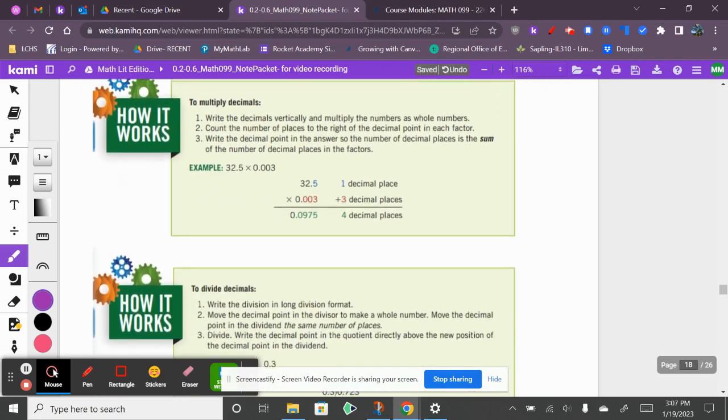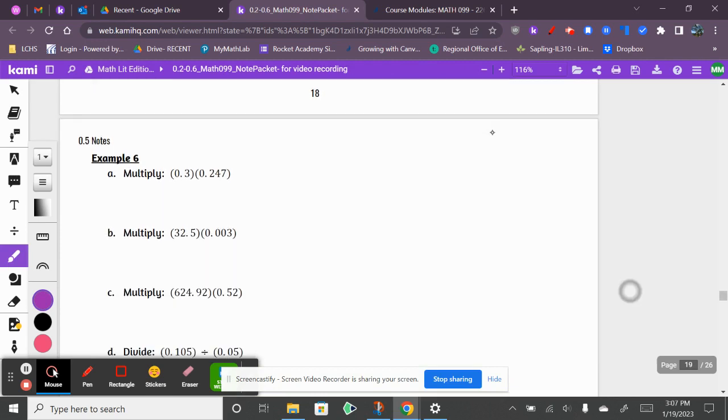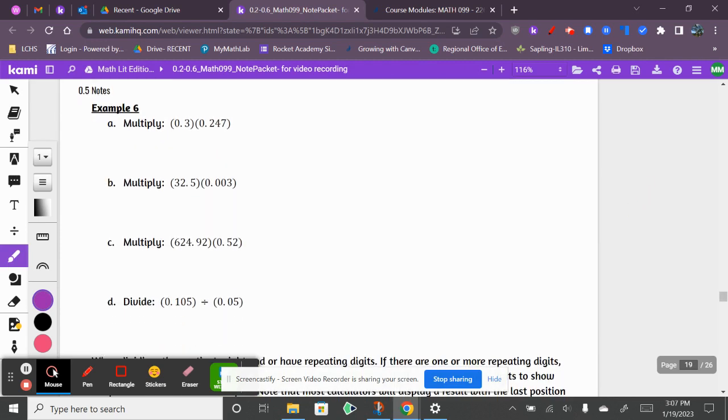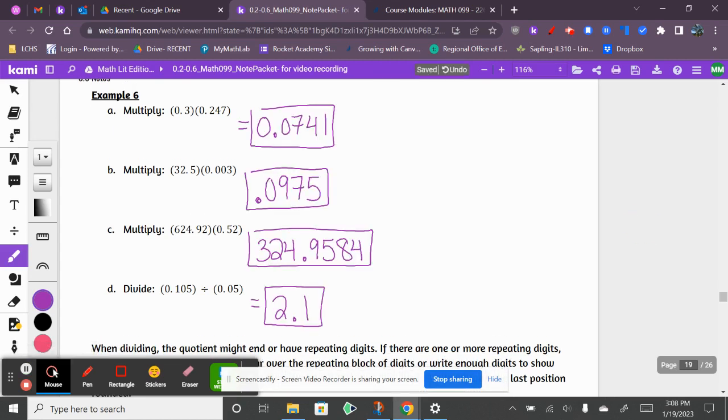Here are directions on how to multiply and divide decimals. Again, I really just want us to be able to do it in our calculator. So with example 6, you're just going to multiply those together. I'll go ahead and pause the video and then you can check your answers. Okay, that is what we get with example 6.